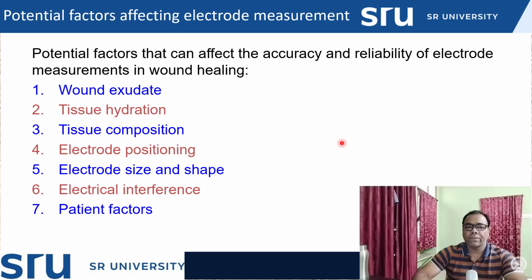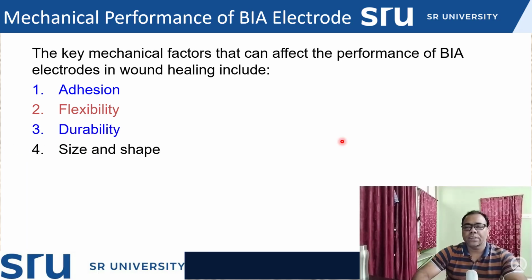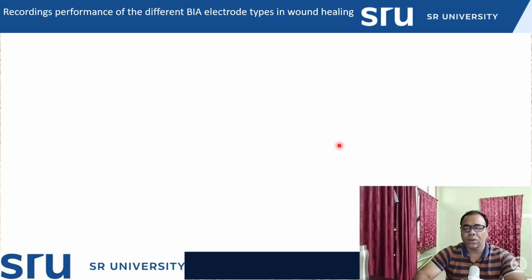Similarly, the mechanical performance of the BI electrode can be evaluated: what is the adhesion capability, and how much flexibility does the electrode have, are they rigid or flexible? Those can be determined with proper testing and characterization. Similarly, the durability and the shape and size of the electrode matter. One has to know these factors, and from these values the mechanical properties of the electrode can be predicted. Whether biocompatibility is there or not can also be tested.